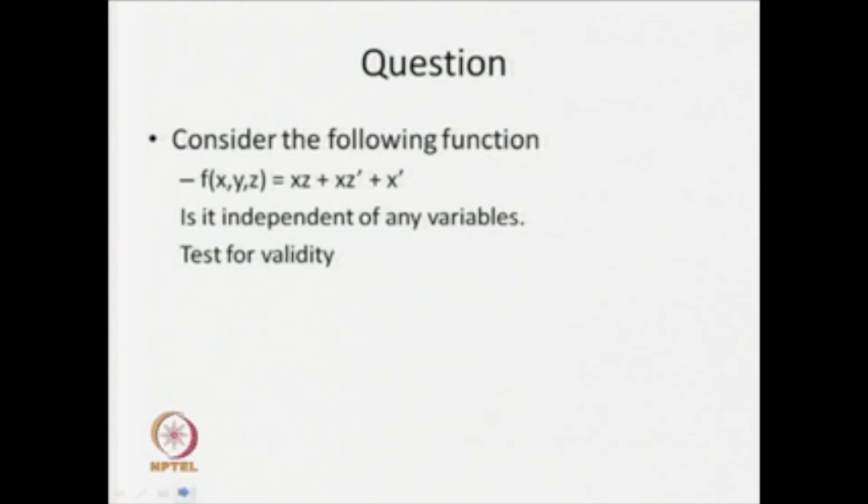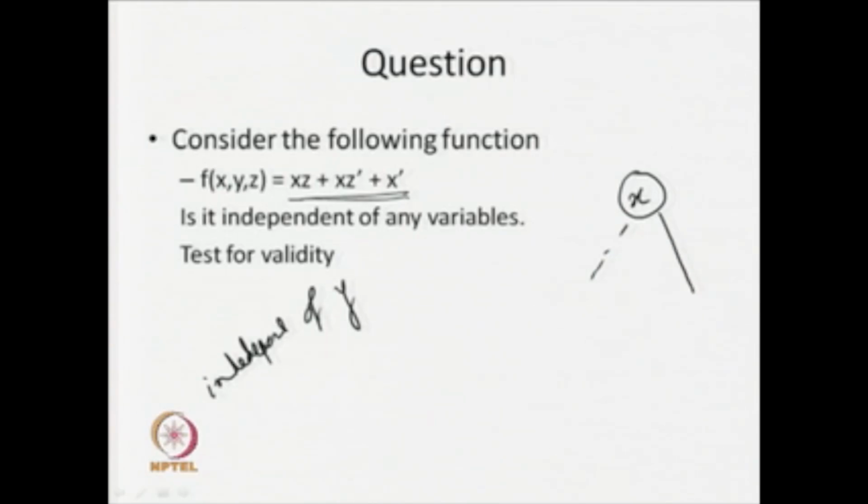Similarly, look into this particular function, a very small and simple function I am giving: x z plus x z bar plus z dash. Is it independent of any variables? Is it a test for validity? I can say that it is valid if the resultant BDD is 1. Just try to construct it again. From this equation itself I can say that y is not there, so it is independent of y. Okay. So, I am going to take x to have value 0 and x to have value 1. When x bar equal to 0, then my functional value is 1. Now, when x equal to 1, then we have to take decision on this particular z.